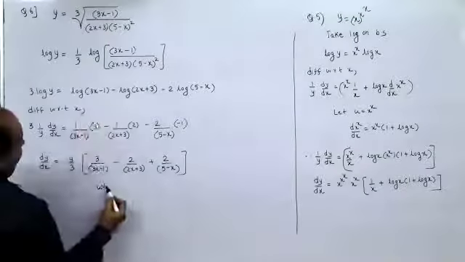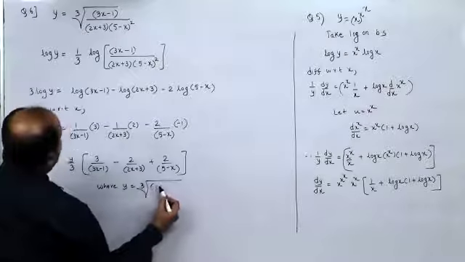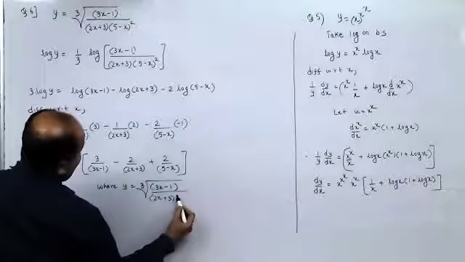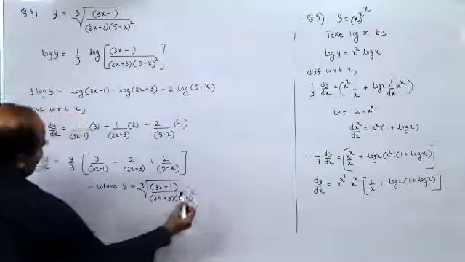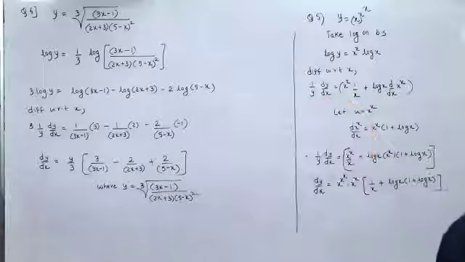So we can write here where y equal to cube root of 3x minus 1 upon 2x plus 3 into 5 minus x square. Smriti, can you verify? Sir, it's correct.